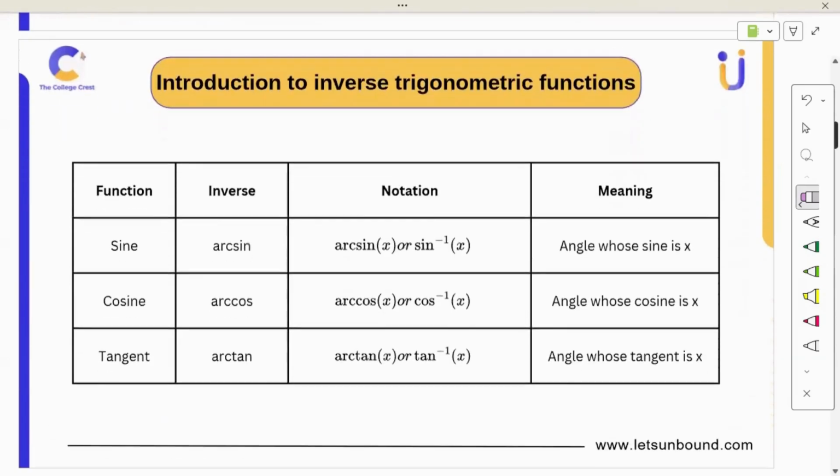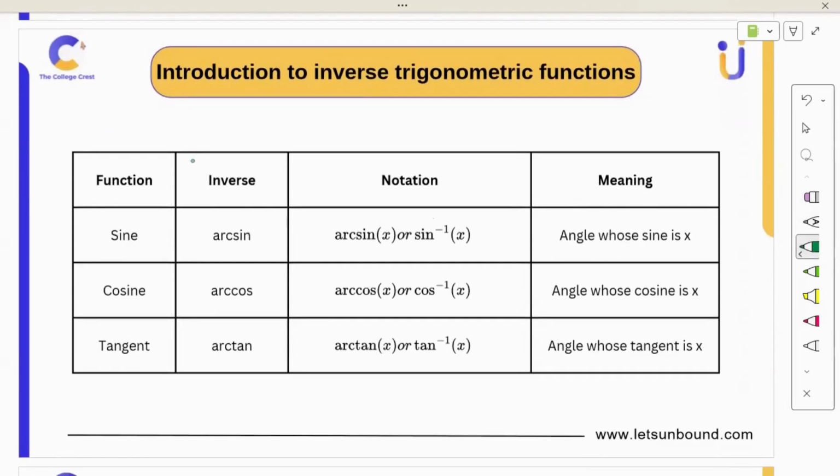So the inverse of sine, you can write it as arc sine or sine inverse x. The notation means the angle whose sine is x. So the answer is an angle whose sine is x. Cosine, you can denote as cos inverse, the angle whose cosine is some x, that ratio. And tangent, or tan inverse of x, is also the angle whose tangent is x. This is the meaning and the notation.